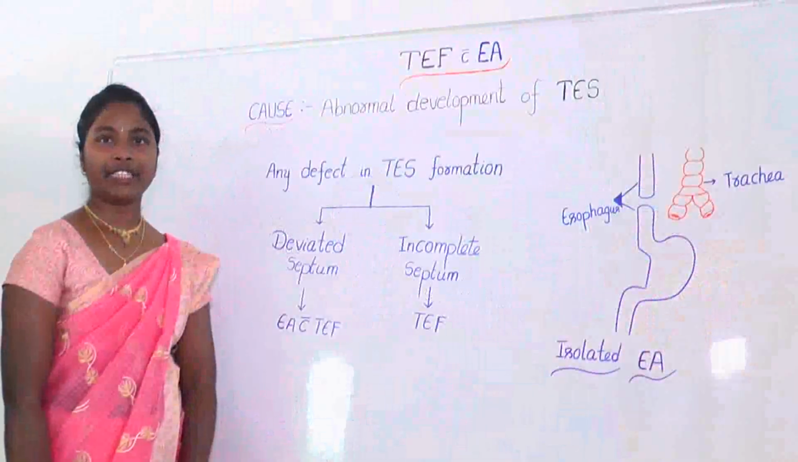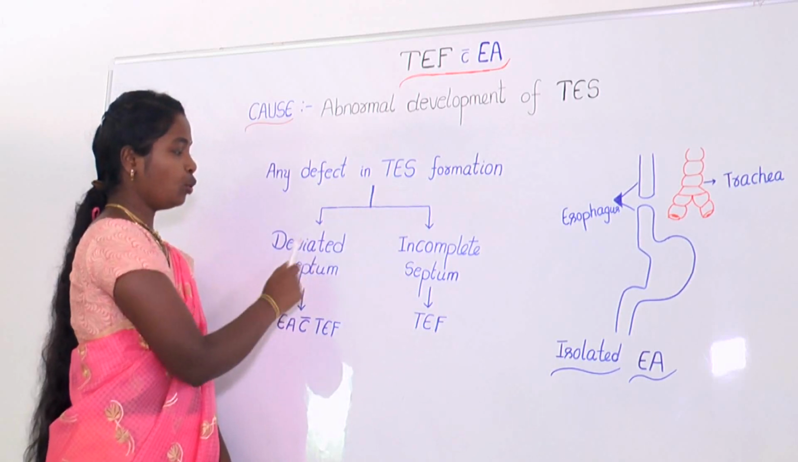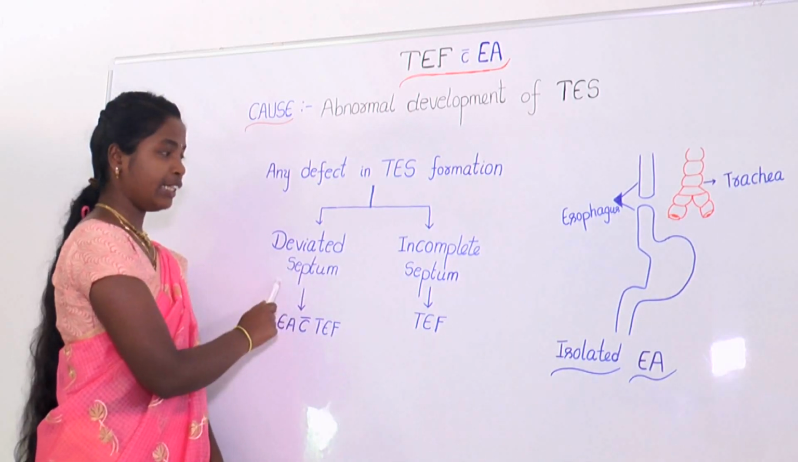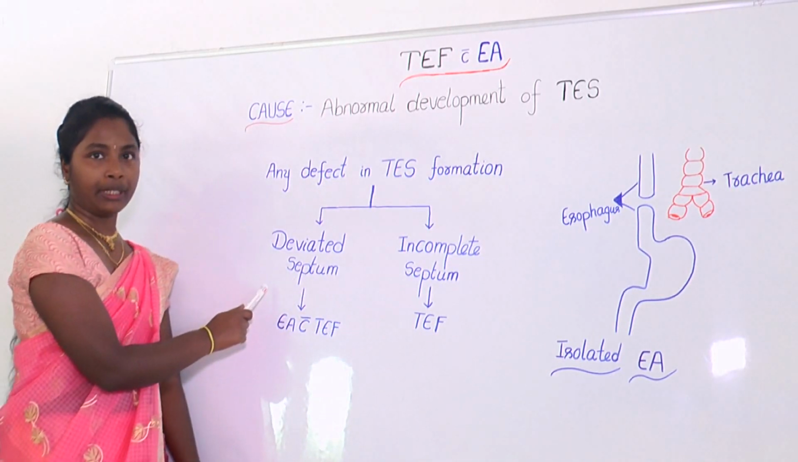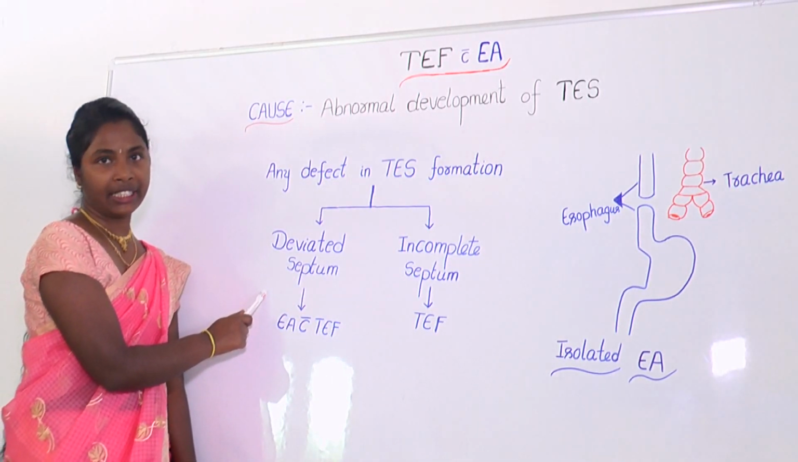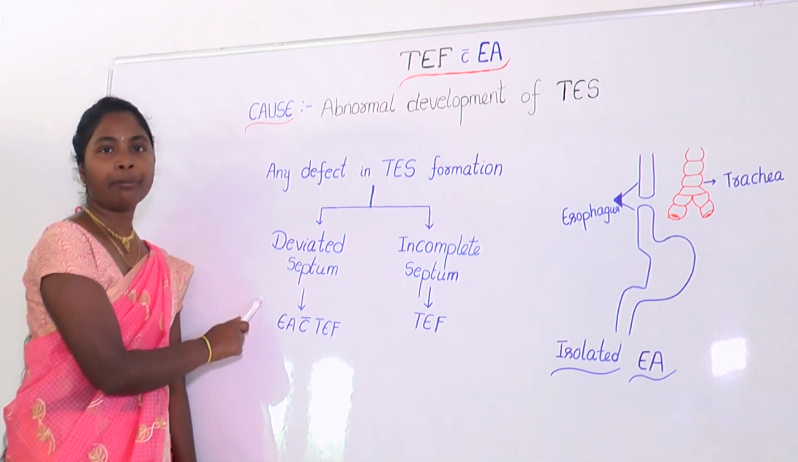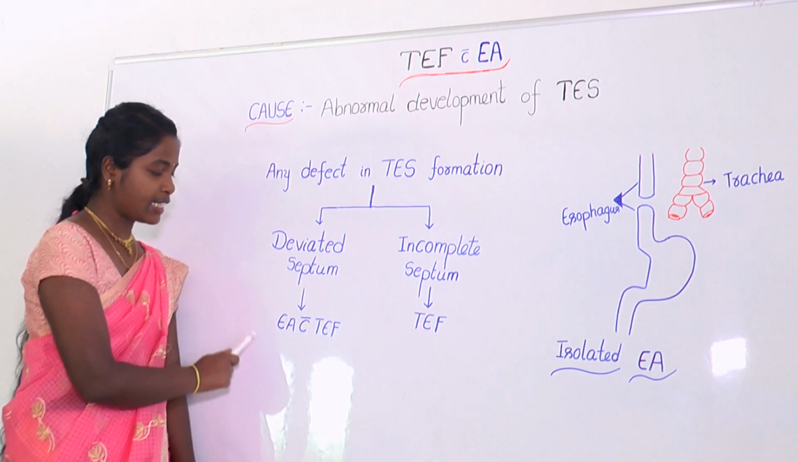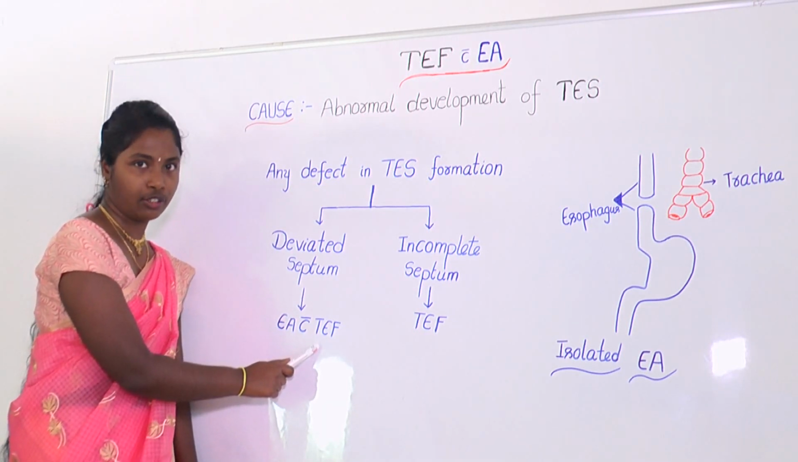So, this front portion, meaning the ventral part of foregut, develops into trachea, and this dorsal portion of foregut develops into esophagus. Any defect in the formation of tracheo-esophageal septum leads to two defects: deviated septum and incomplete septum. Coming to the deviated septum, especially posteriorly deviated septum leads to incomplete separation of esophagus from trachea, which ultimately results in esophageal atresia with tracheo-esophageal fistula.